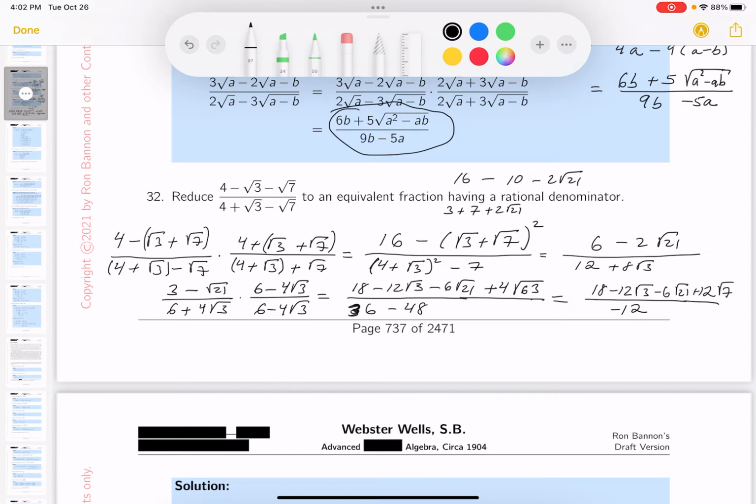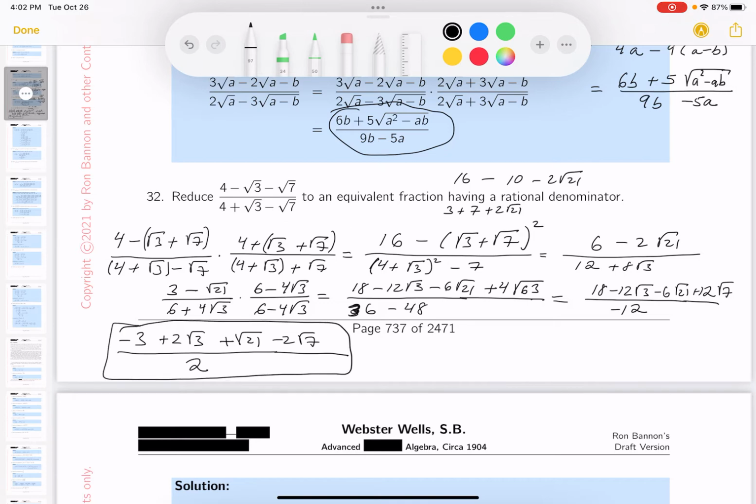I'm seeing that each number appears to be divisible by 6, but I'm going to divide everything by minus 6, right? So on the bottom you'd get 2 minus 3 plus 2 root 3s plus root 21 minus 2 root 7s.